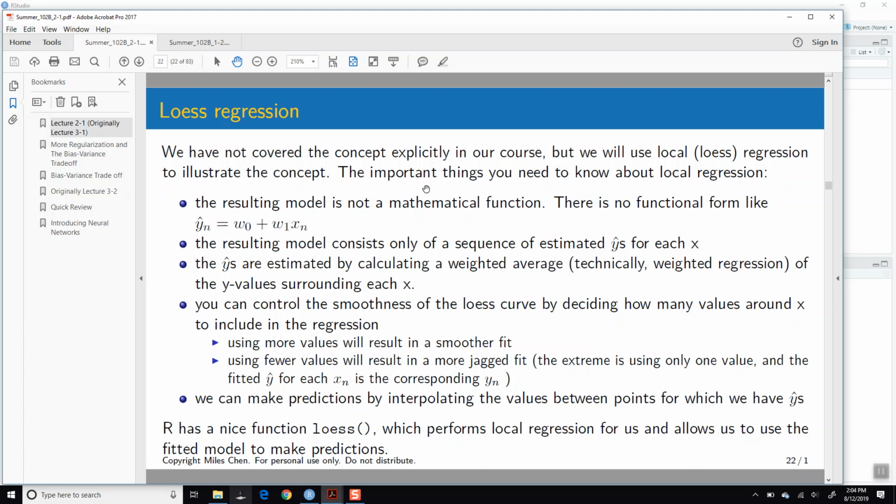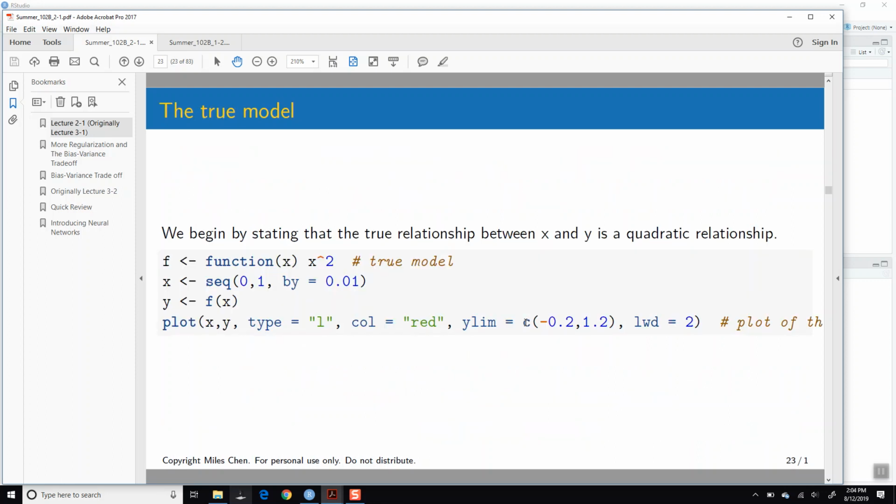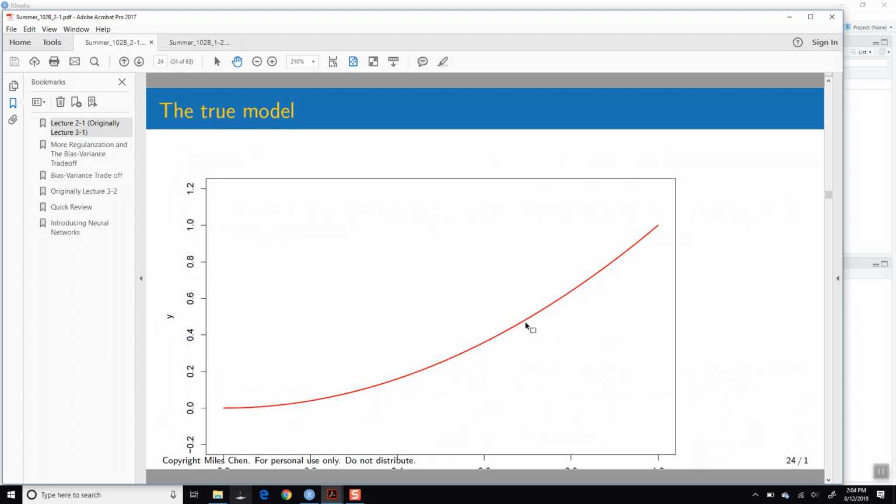So that's what we have. Anyway, the result's not a mathematical function. It's technically found by taking the weighted regression of the values surrounding each x, and there's a smoothness parameter. You can say, I want a really smooth lowess line, or I'm okay with a really wiggly, jagged line. And this red line represents the true model.